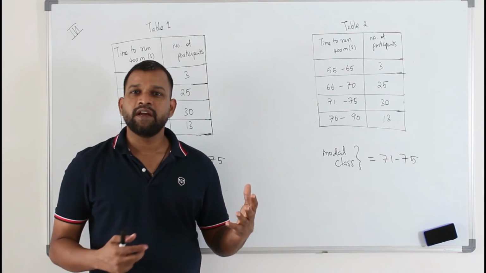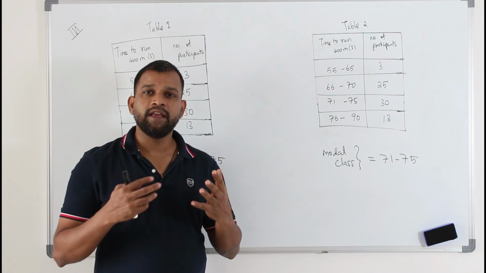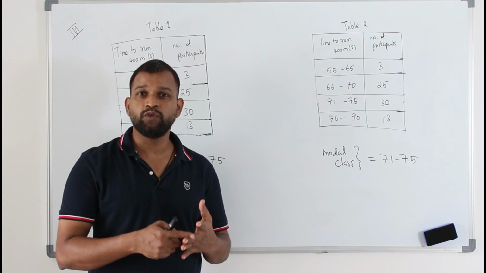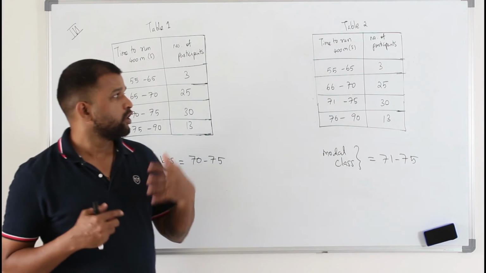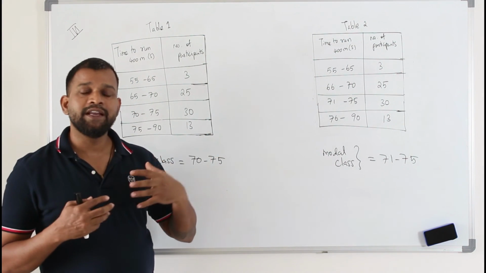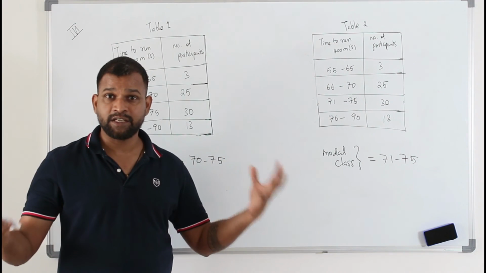Now the next thing we are going to learn here is finding Q1, Q2, Q3: lower quartile, median and upper quartile. To find these three, we need to learn something called the linear interpolation method.